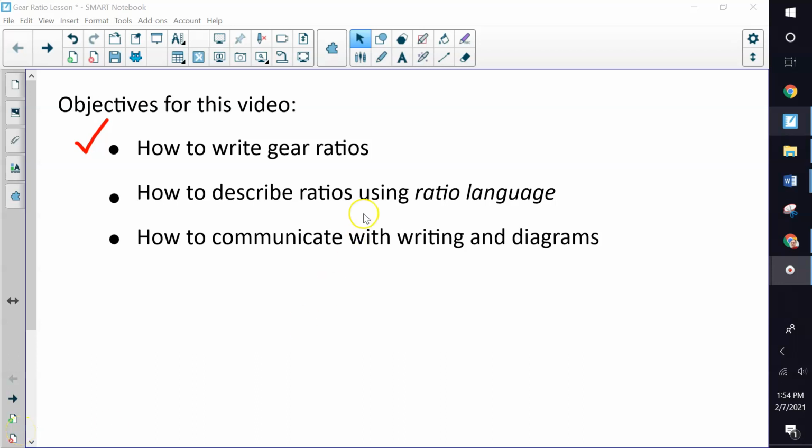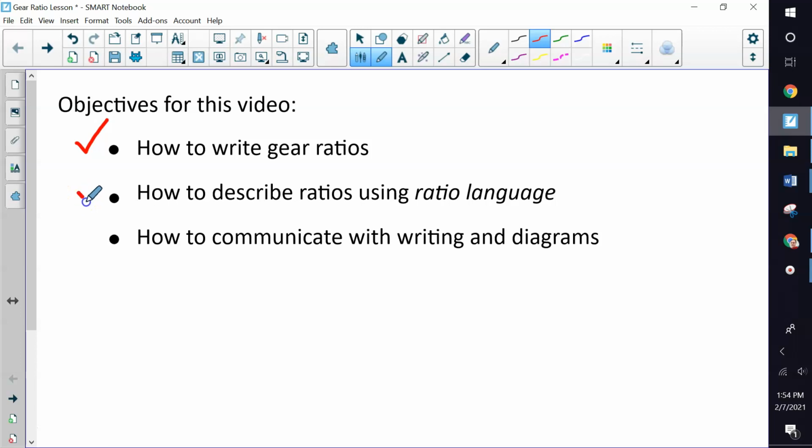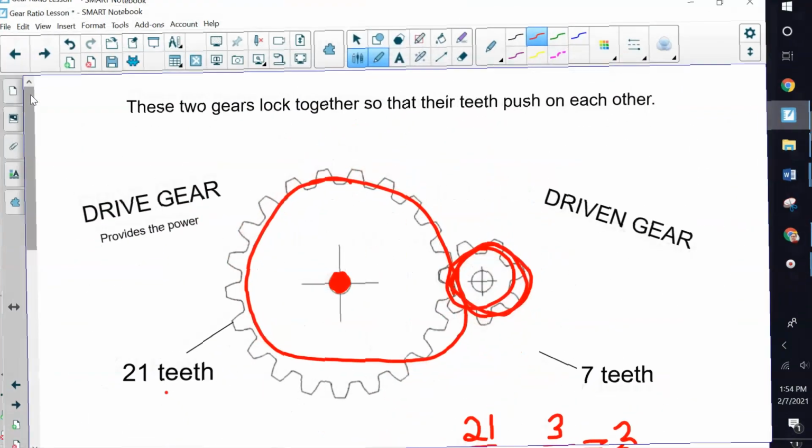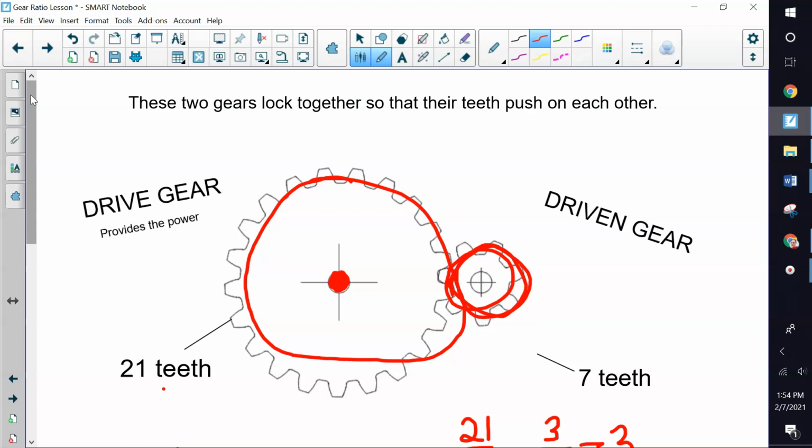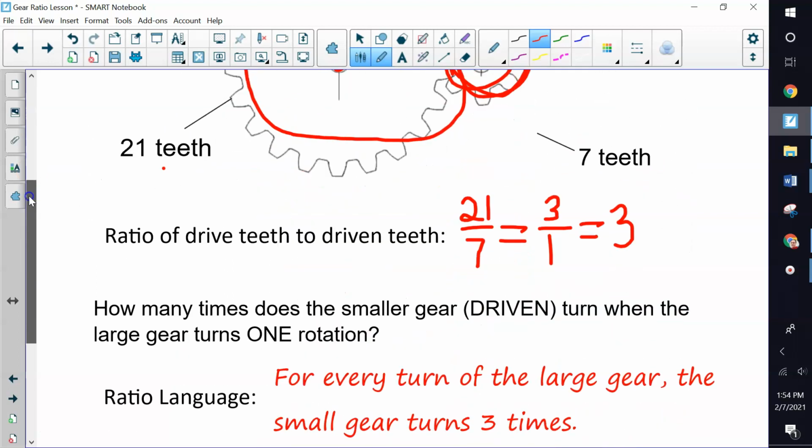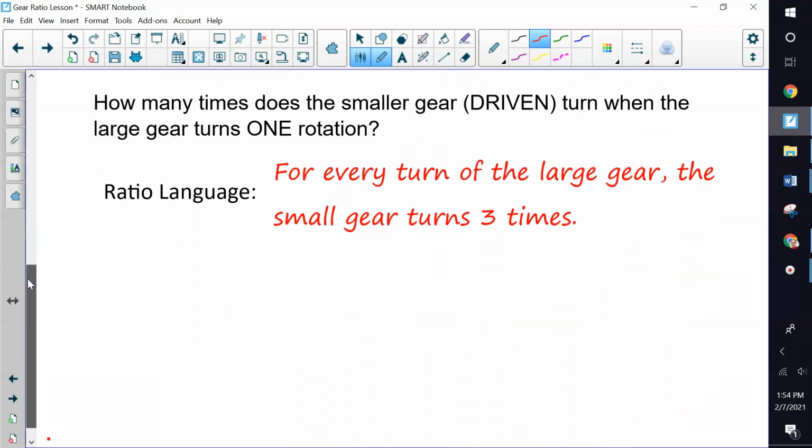Hello, this is Mr. B, and I'm going to describe in this short video how to describe ratios using ratio language. If you recall, in the last video we looked at how to write gear ratios, and now we want to examine how to say or explain those ratios using the type of math language that we've learned in class. A ratio can be explained or described with this type of language.